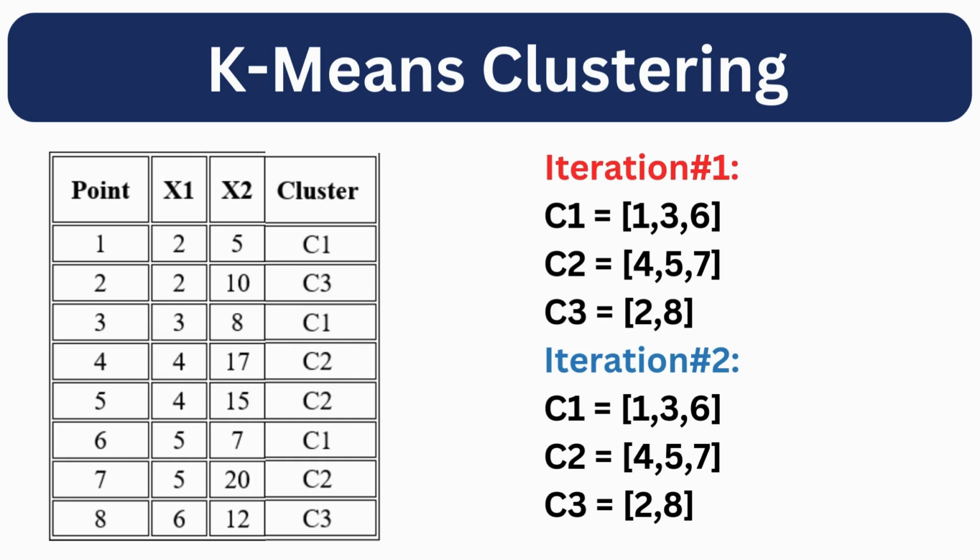After completing the second iteration, we can see that there is no change in the number of elements of the clusters. So this is the stopping criteria. If the elements in the clusters do not change in 2 consecutive iterations, we stop the process. And if they change, we will again update the cluster centers and repeat the process.